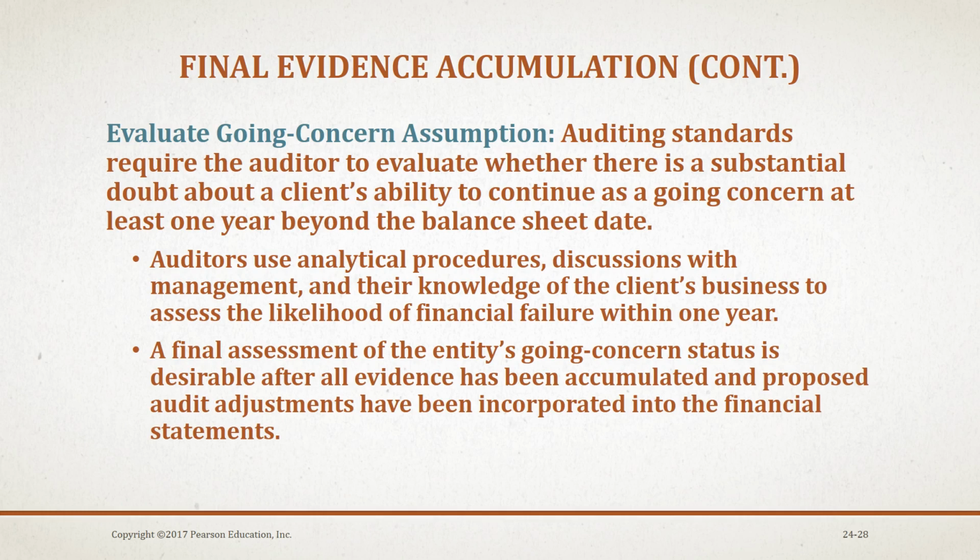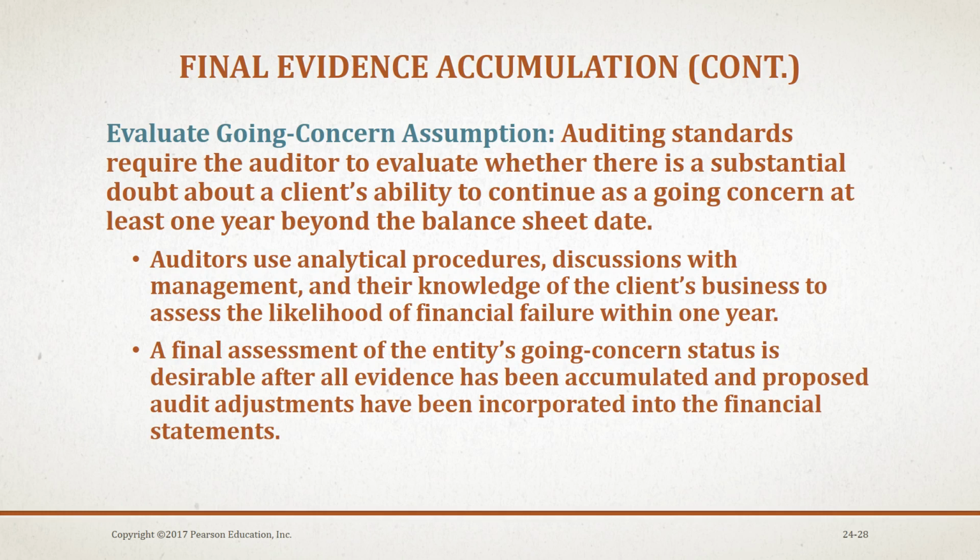The other thing we'll look at is going concern. Auditing standards require the auditor to evaluate whether there is substantial doubt about a client's ability to continue as a going concern at least 1 year beyond, this is important guys, this slide is outdated, 1 year beyond the auditor's report. It is not the balance sheet date. It is the auditor's report date. So in the example we used of March 11th, 2017, we have to make a decision if the company will be around until March 11th, 2018.